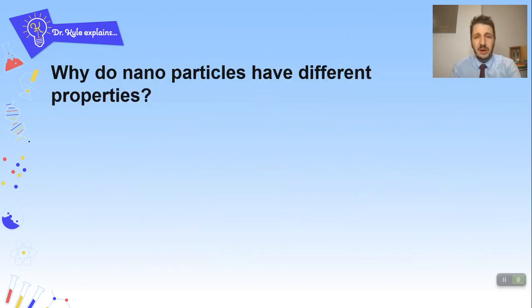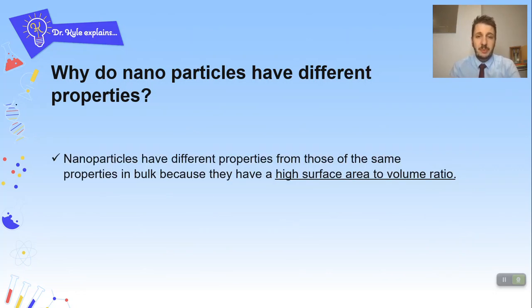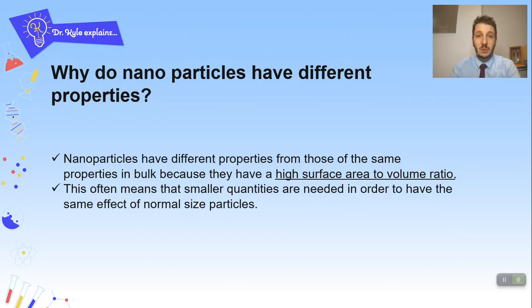Okay, so why do nanoparticles have such different properties to normal particles then? Nanoparticles have different properties from those of the same material in bulk because they have a high surface area to volume ratio. So if you have a question that said, why do nanoparticles have different properties, or why do silver nanoparticles behave different to larger silver particles? It's because they have a high surface area to volume ratio. So this often means smaller quantities are needed in order to have the same effect of normal sized particles.